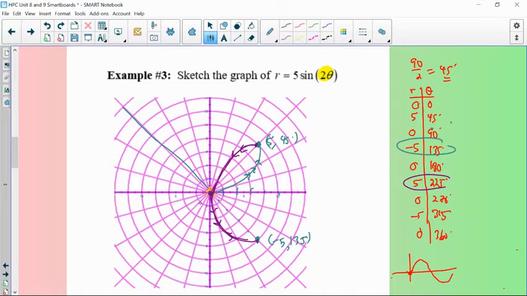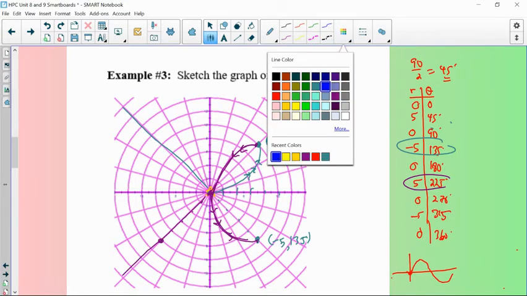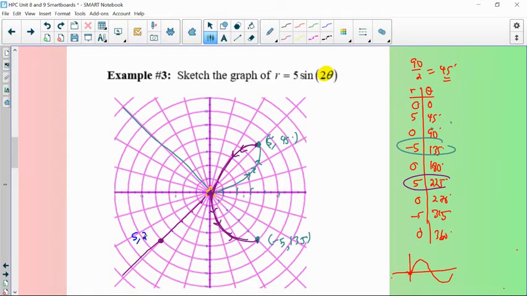Well, 225 is this ray down here in quadrant 3, and we go out 1, 2, 3, 4, 5. So maybe I'll switch to blue here. So this is 5, 225. And again, thinking about I need to get from here to here, and then back to here. Try to do that in one continuous arc. And then it kind of comes on through here. And it's not going to be perfect, and that's okay. Right? We're just learning. We're just sketching here.